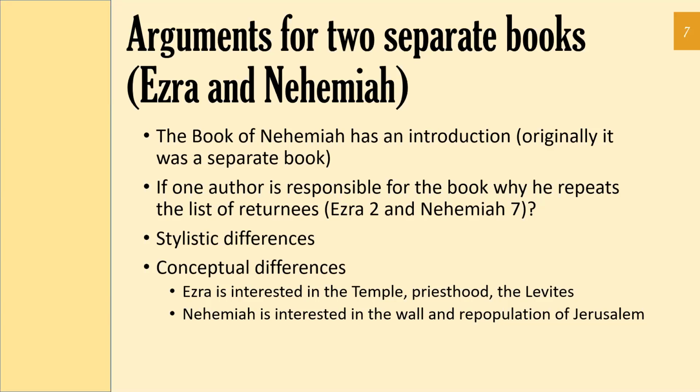Like, "When I heard these words, I sat down and wept. I mourned for a number of days, fasting and praying before the God of the heavens. I said..." and the prayer of Nehemiah follows. So in the book of Nehemiah, the narrative is given in the first person. In the book of Ezra, the narrative is given in the third person. And these stylistic differences are very prominent.